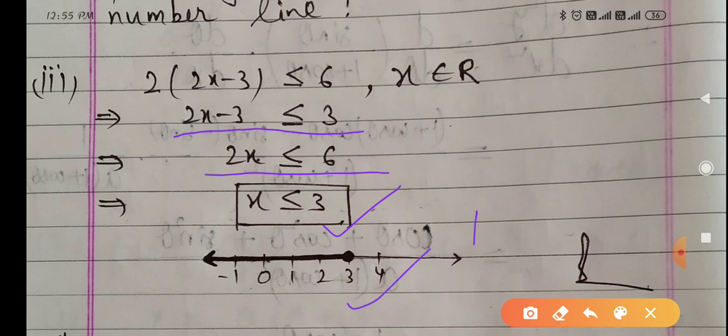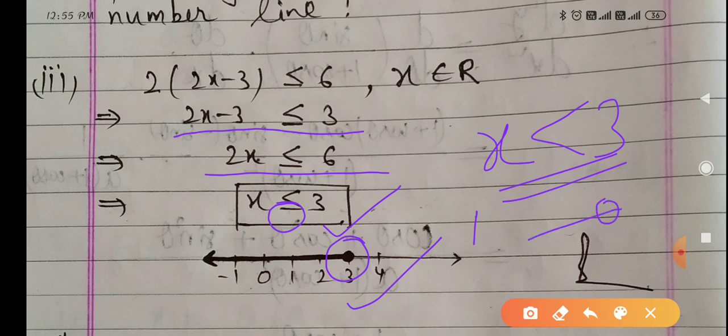So that's why you can see the number line. On 3 you have to make a dark circle. Why a dark circle? Because the equal to sign is there. If it is x is less than 3, then a hollow circle will be made on the number line. If x is less than or equal to 3, meaning the equal to sign is also there, then a dark circle will be made. So that's why I made a dark circle here. You can see on 3 a dark circle, because here the equal to sign is also there.